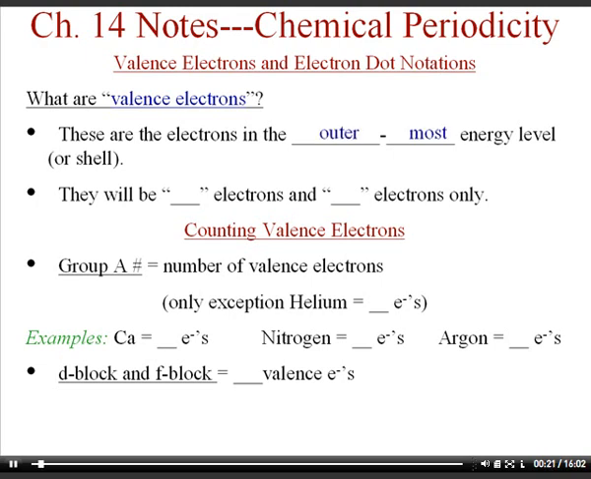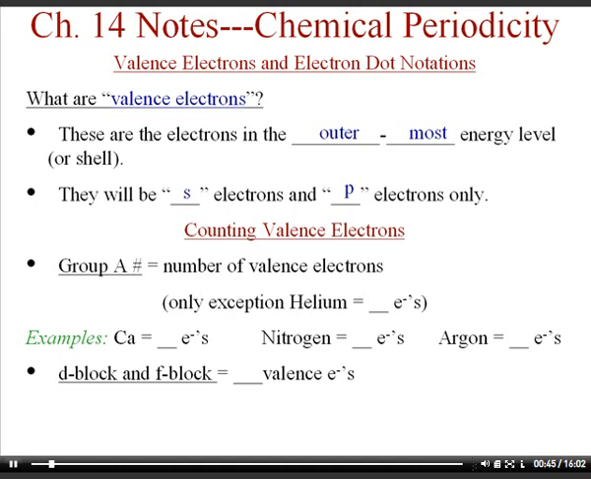So these are the electrons that are in the outermost energy level or shell. So for example, if you're in the 1s shell, those would be the outermost, or if you're in the 2s or 3s or 4s, those would be the outermost electrons. And they're going to be s electrons or p electrons, so those are the only ones you need to worry about counting. And to count the valence electrons, the easiest way to do it, instead of writing out the electron configuration, is just look at the group A number.